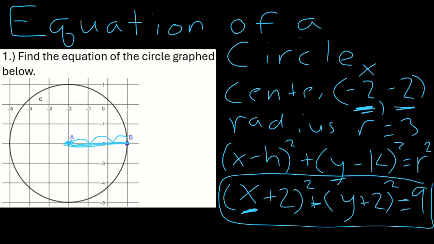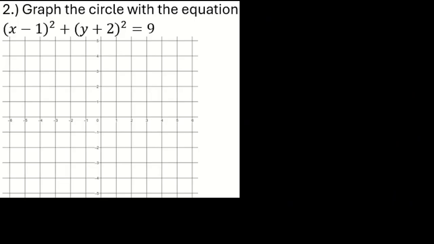All right, let's move on to a second example. Okay, here we see example 2, and it says graph the circle with the equation (x minus 1) squared plus (y plus 2) squared equals 9. Well, now we're going to work backwards. Now I'm going to give you the equation and ask you to graph it.